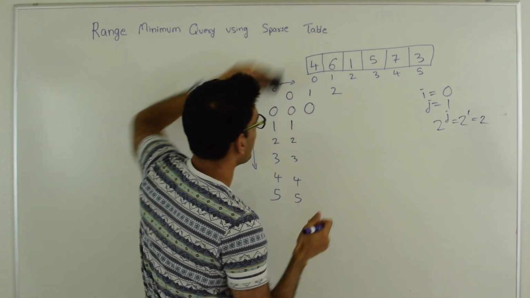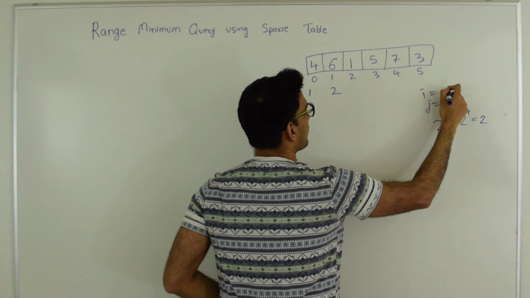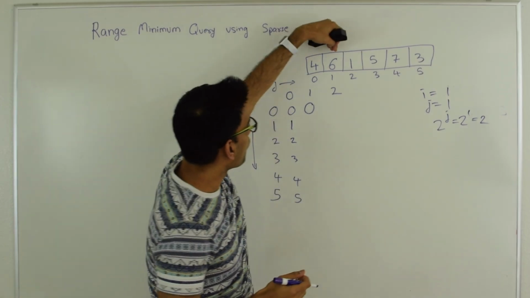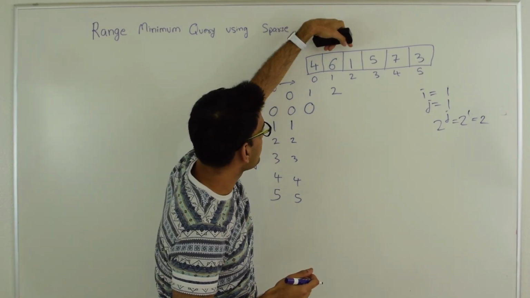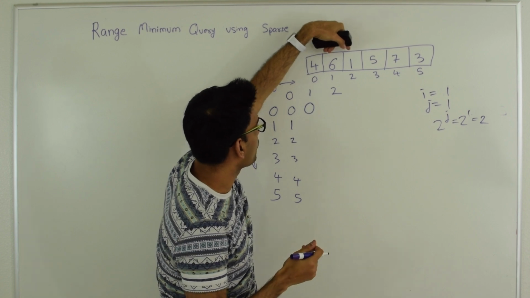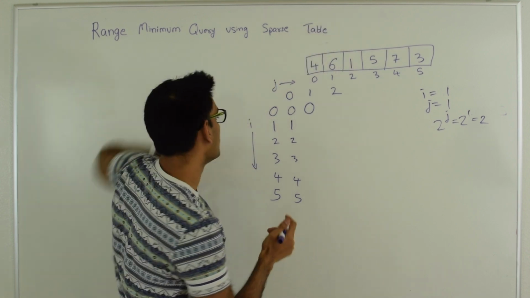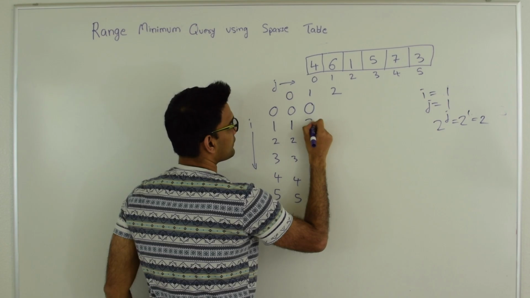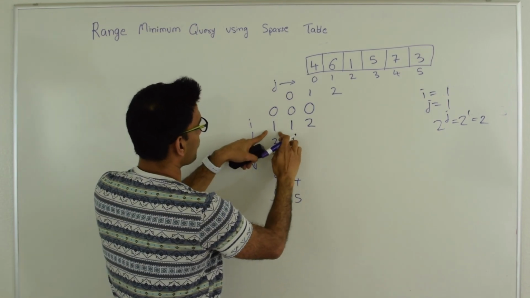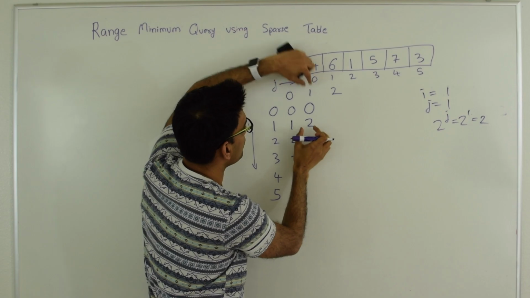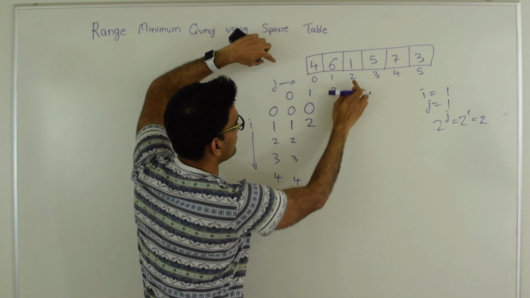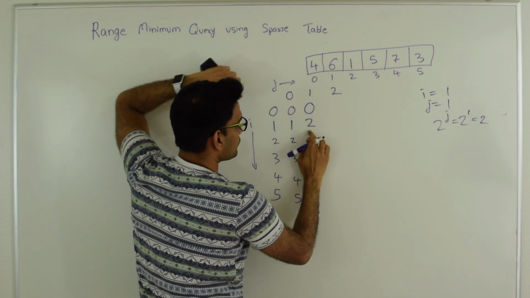Now we increment our i to 1. So starting from 1, we are looking for the minimum among the next 2 elements. So 6 and 1. The minimum among 6 and 1 is 1. The index of 1 is 2. So this value here will be 2. So again, starting from 1, we are looking for the minimum among 2 raised to 1, so the next 2 elements, and that value is 1 and the index of 1 is 2, which is why there's 2 here.